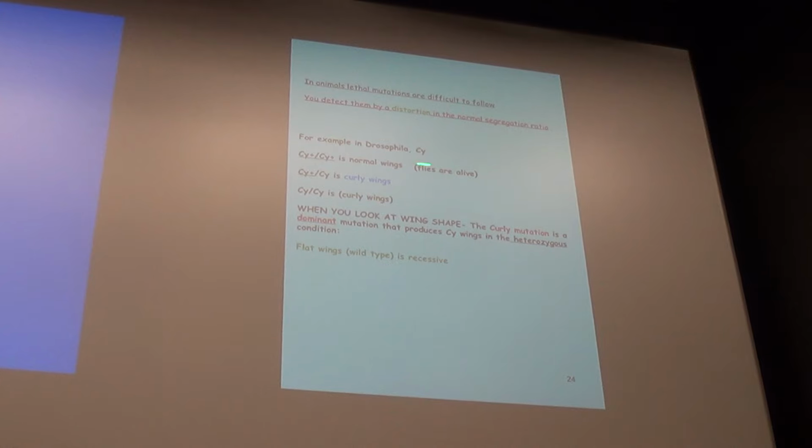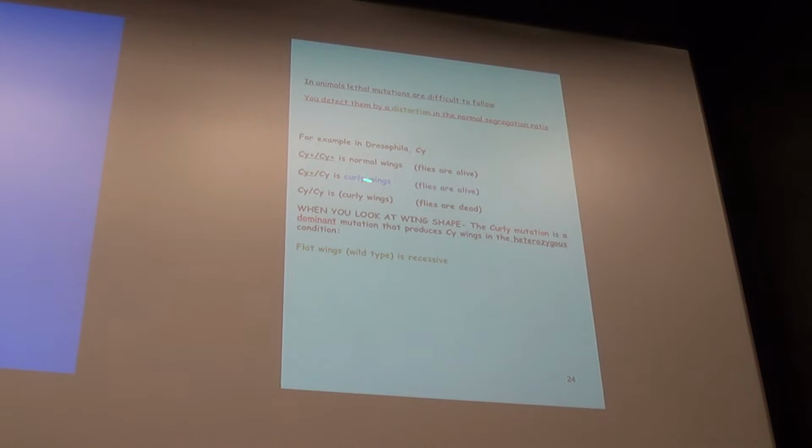When you look at viability, are the flies alive or dead? These flies are alive, which are normal wings. These flies are alive. Heterozygous curly is alive. But homozygous curly, these flies are dead. So at the level of viability, curly is a recessive mutation. At the level of wing shape, curly is a dominant mutation.